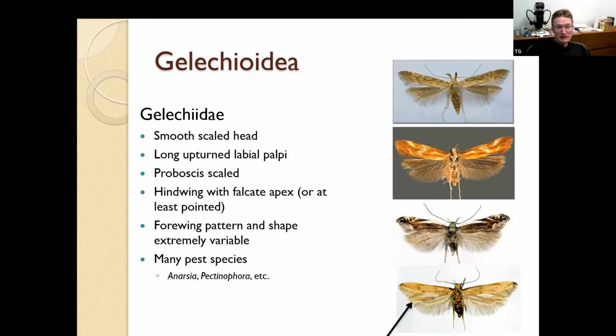And then the Gelechiids themselves, and this is the group that contains Tuta absoluta. As Jim mentioned this morning, a lot of Gelechiids you can distinguish by the pointed end of the hind wing. The hind wing has this little apex or point to it, and that's really distinctive of a lot of different Gelechiids. So in a lot of cases you can identify a Gelechiid if it has this hind wing character.